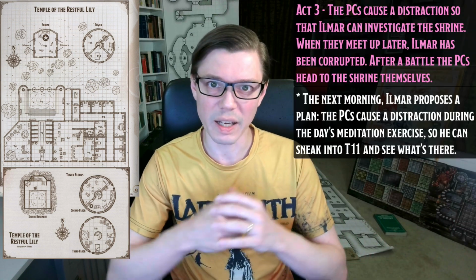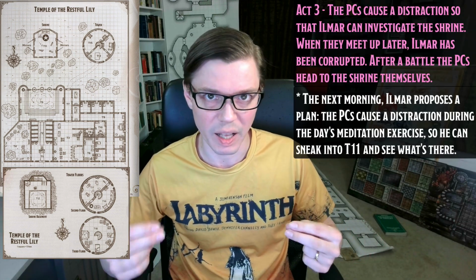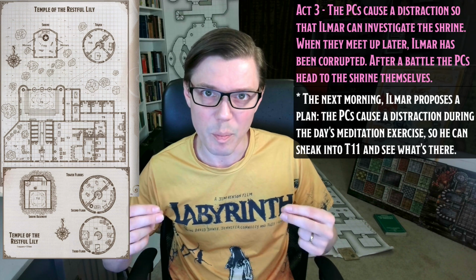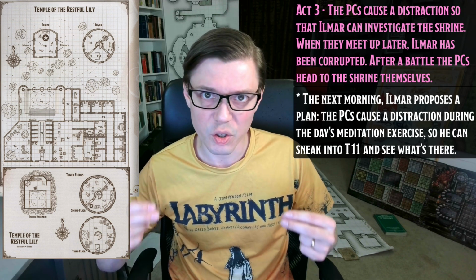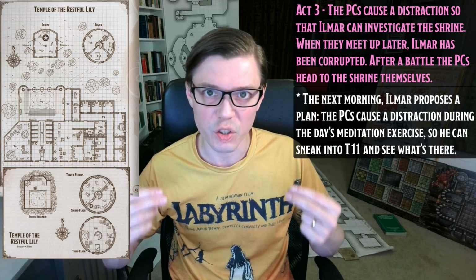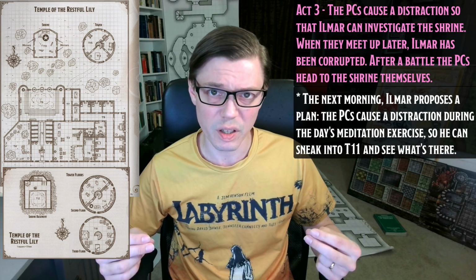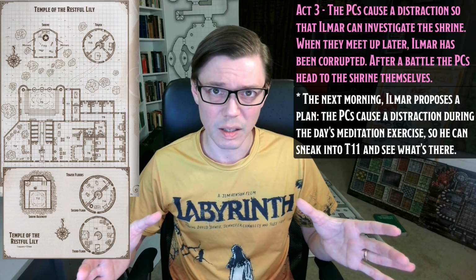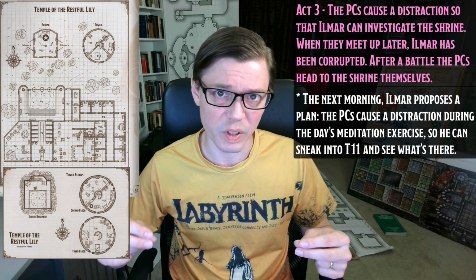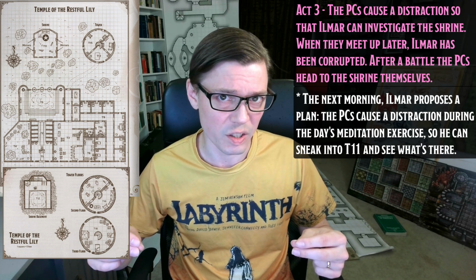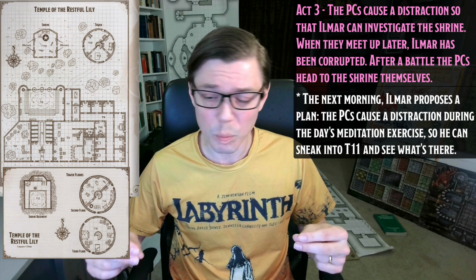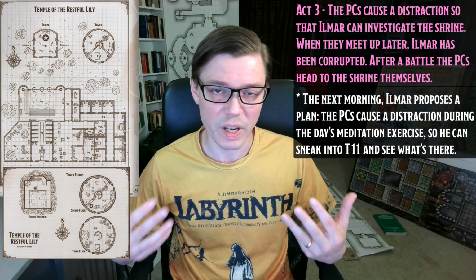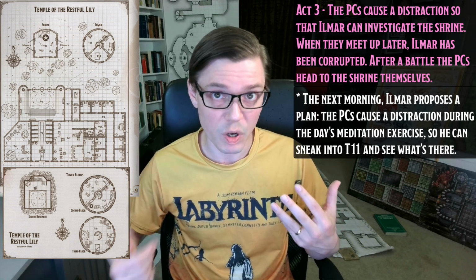The next morning, in Act 3, Ilmar proposes a plan. He says there's going to be another meditative ritual, and that the PCs should attend and cause a major distraction. Some kind of distraction that's going to cause all of the guards and all of the servants of Niranjan to assemble, and Ilmar can use that as an opportunity to sneak into the Forbidden Shrine and see what's really in there. Ilmar will bring up a number of compelling reasons as to why it should be him who goes alone.